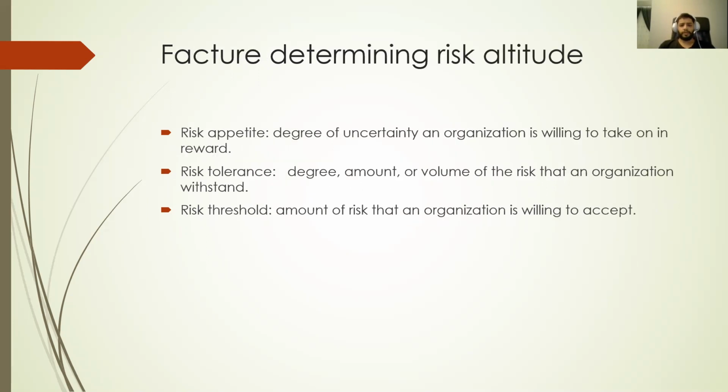Factors that determine risk attitude: there is risk appetite, which is the degree of uncertainty an organization is willing to take on, and also here risk tolerance. It's the degree, amount, or volume of the risk that an organization can withstand. And here is the risk threshold, the amount of the risk that an organization is willing to accept.